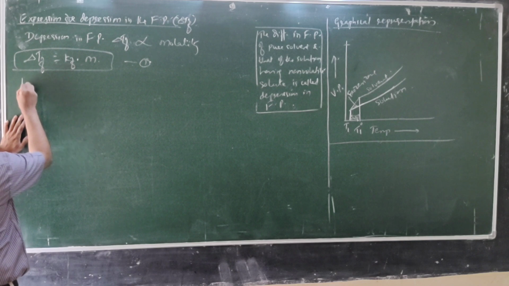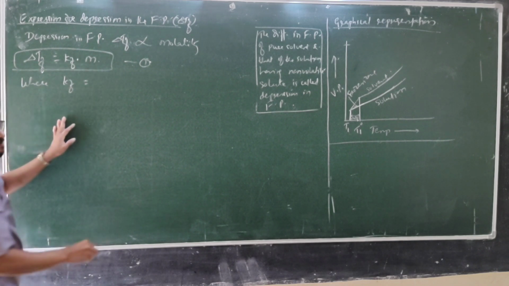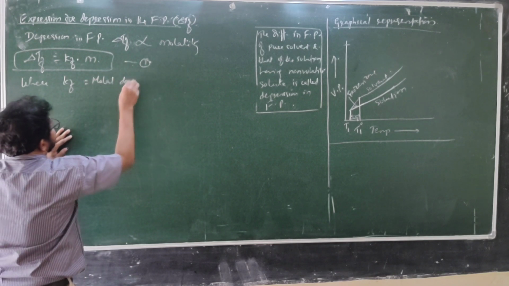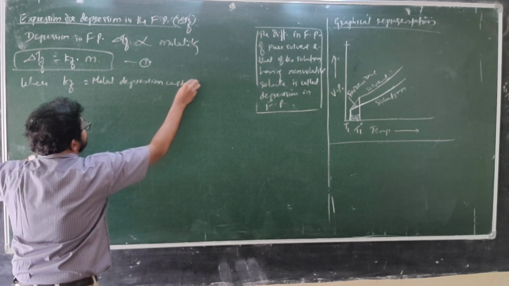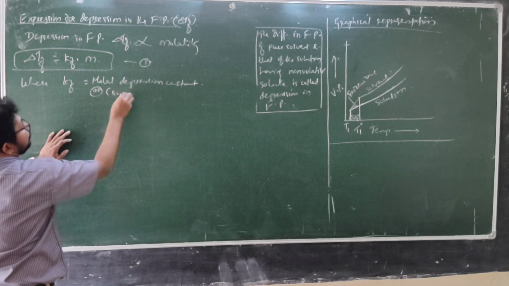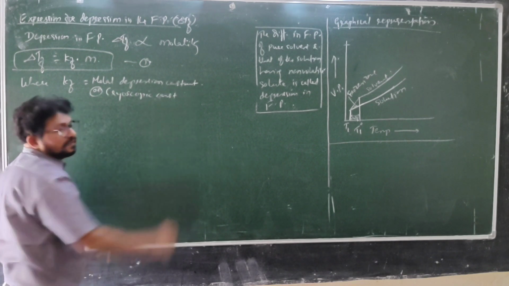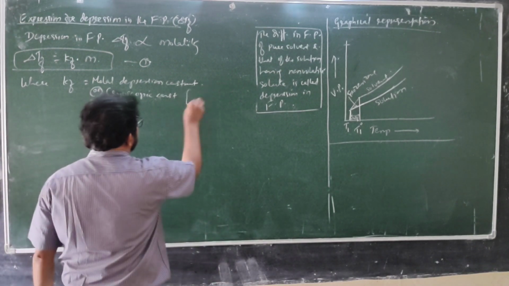You tell me what is Kf? Where Kf is the molar depression constant, or it is also called cryoscopic constant. It is also called cryoscopic constant.